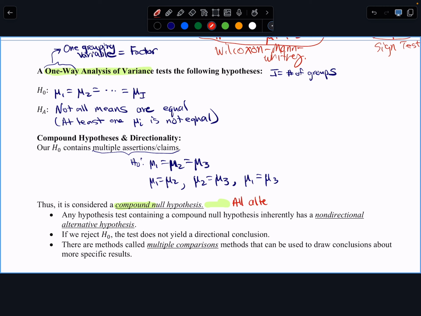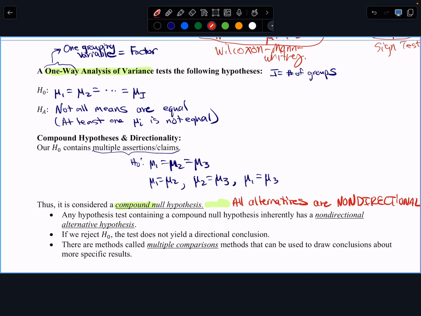all alternatives are non-directional whenever we have compound null hypotheses. We're going to see other tests that have compound null hypotheses. So if we reject the null, the test does not yield a directional conclusion. All it's going to say is that the null hypothesis is different.